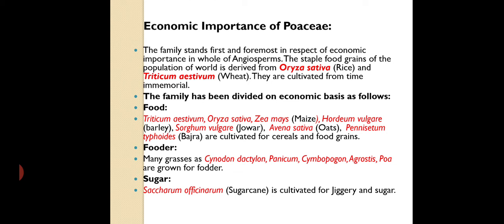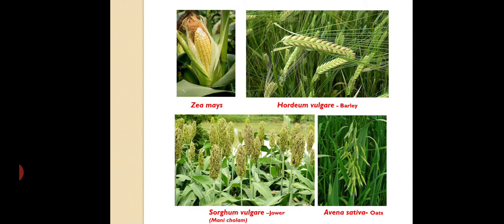Fodder, that is Cynodon dactylon, that is karagapullu, then Panicum, Cymbopogon, and so many species are there. That is the sugar, from Saccharum officinarum, that is sugar cane, which is cultivated for the production of jaggery and sugar. So these are the examples.